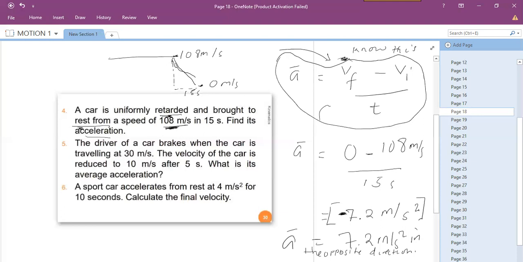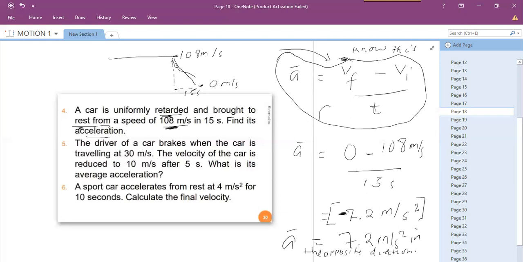The final velocity is 0 meters per second, and the initial velocity is 108 meters per second, divided by the change in time, which is 15 seconds. If we subtract this, we're going to get a negative answer. But it's negative. We're not saying the car is moving backwards. No. We're saying that there's a force that's pushing it backwards, the force of friction. So the resultant force is in the opposite direction.